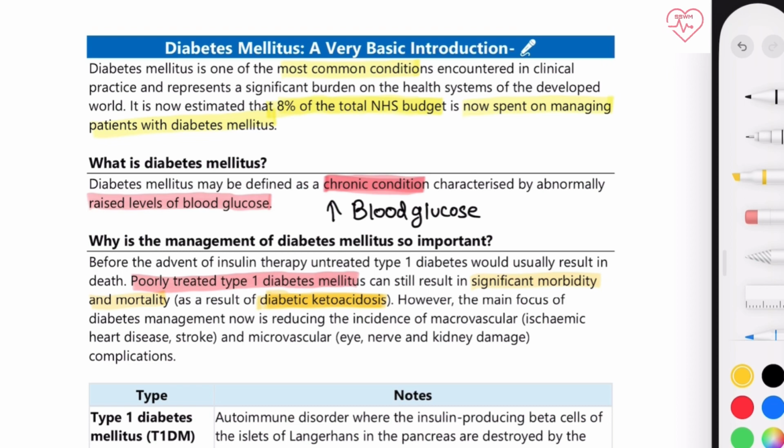However, our main focus of diabetes management is now to reduce the incidence of macrovascular and microvascular complications. Diabetes can lead to other complications too. Macrovascular complications are ischemic heart disease and stroke. If we discuss the microvascular, this can lead to eye disease, kidney damage, and nerve damage. So we have to reduce the incidence of macrovascular and microvascular complications.